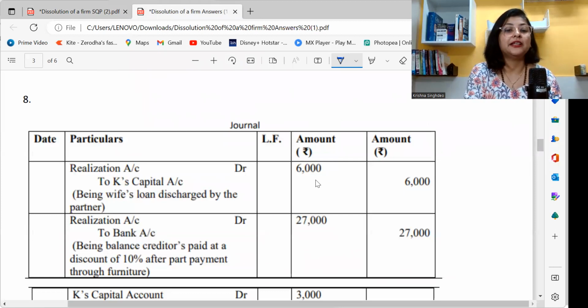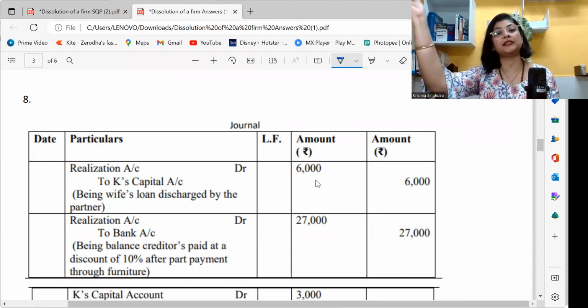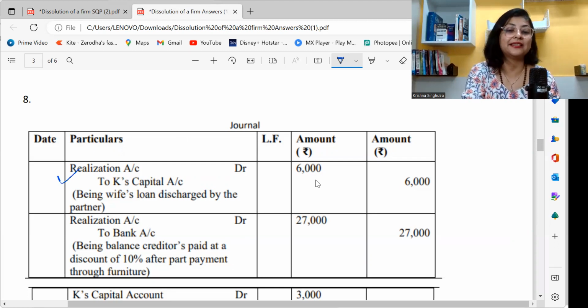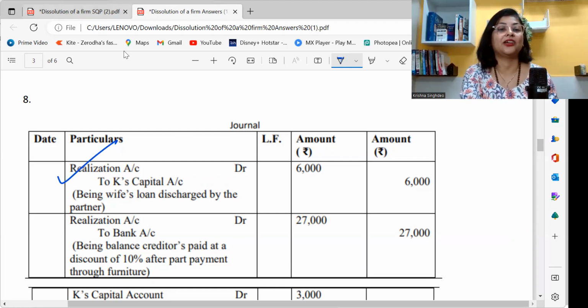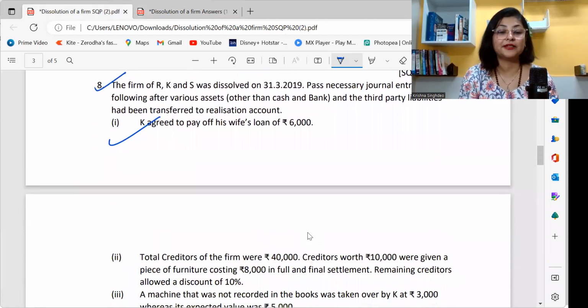What is the entry? Realization account debit to K's capital account. Why is the liability not debited? Because the liability is already transferred to the credit side of the realization account. So in the realization account, if you think of the ledger, close your eyes and think of the ledger, you will write to K's capital account. And here, while passing the journal entry, you'll write realization account debit to K's capital account. So the partner has taken over a liability. We are done with the first transaction.